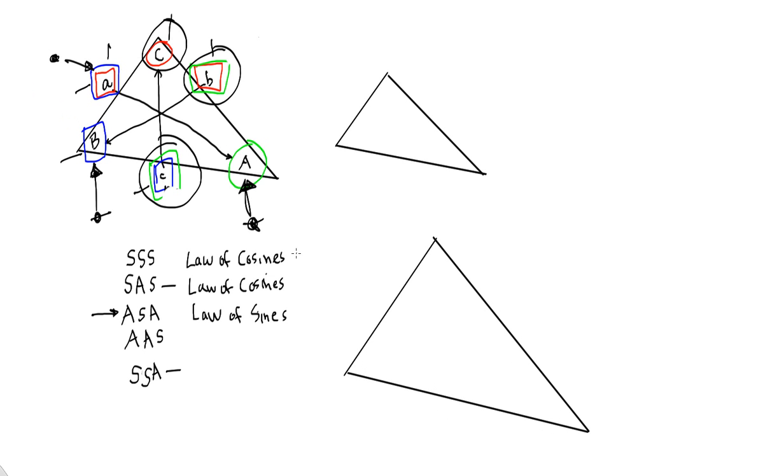Next, angle, angle, side. Let's say I have angles A again and B, but this time instead of the side in between them, I have this side over here, side A. I hope you can see that automatically we have an angle and its opposite side, which means, again, I can use the law of sines.